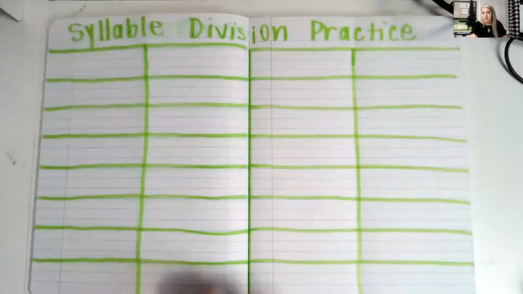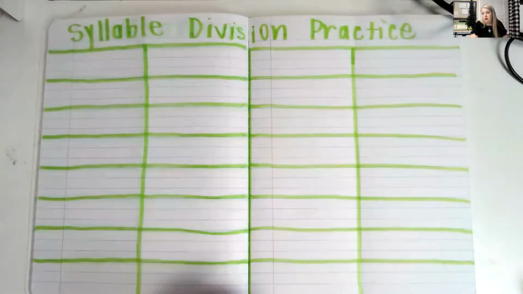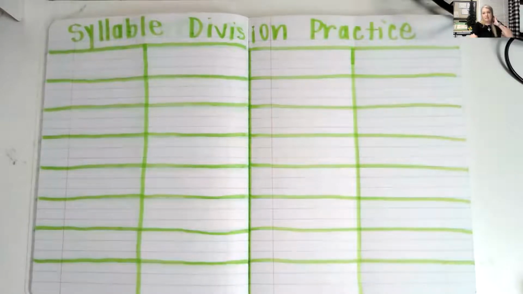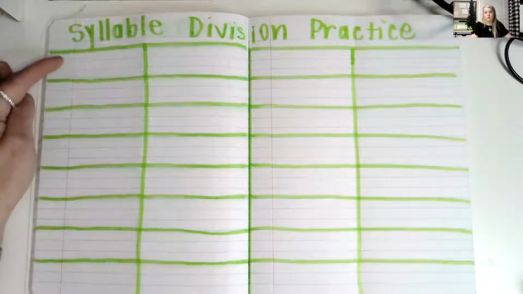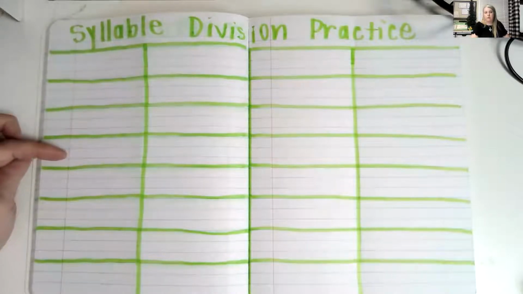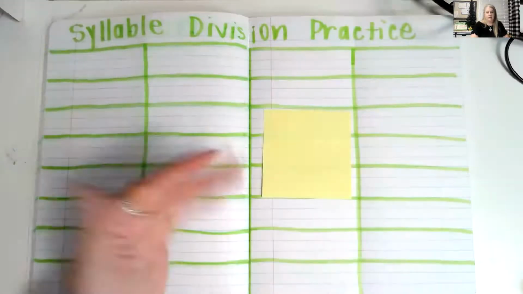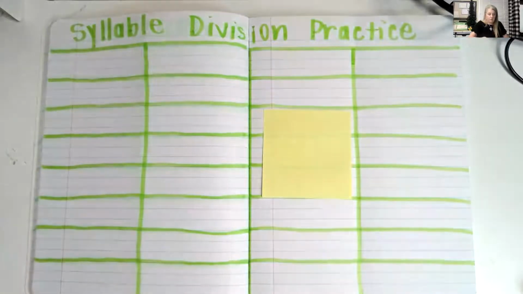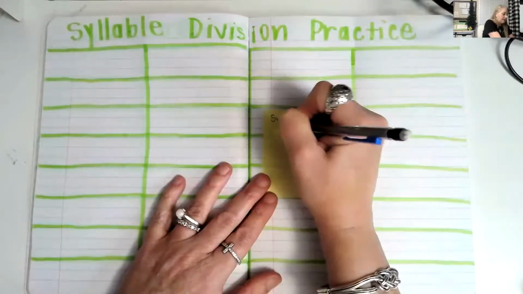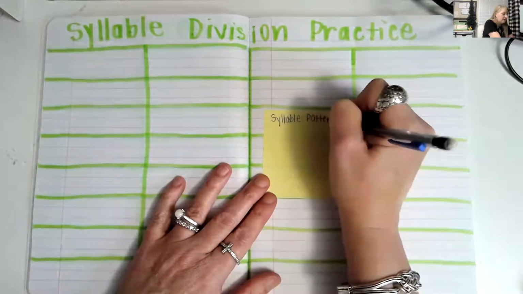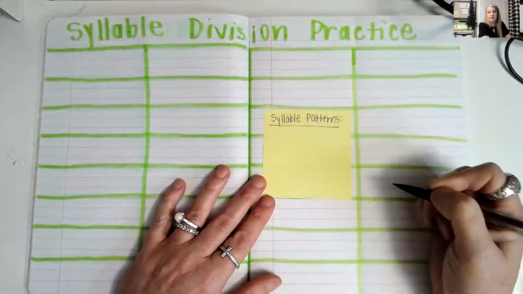And I talked you through how to do this with your students, particularly online, but you can do it with your class or a small group of students also. I like to have these spaces because this helps to keep them organized and keep where to put their words as we work on our syllable division. So I like to have them put on a Post-it note the rules for how to divide the words, the syllable patterns, basically. So at the top, I have them write syllable patterns, and there's rules, there's patterns basically that we follow when we are dividing into syllables.